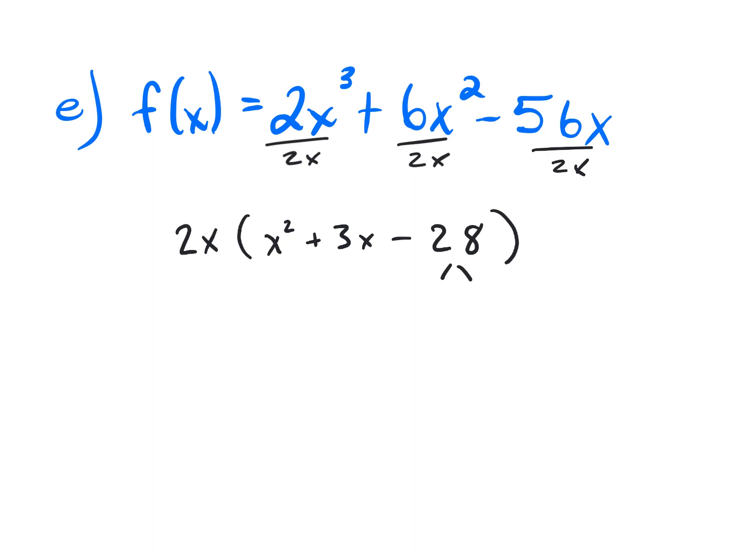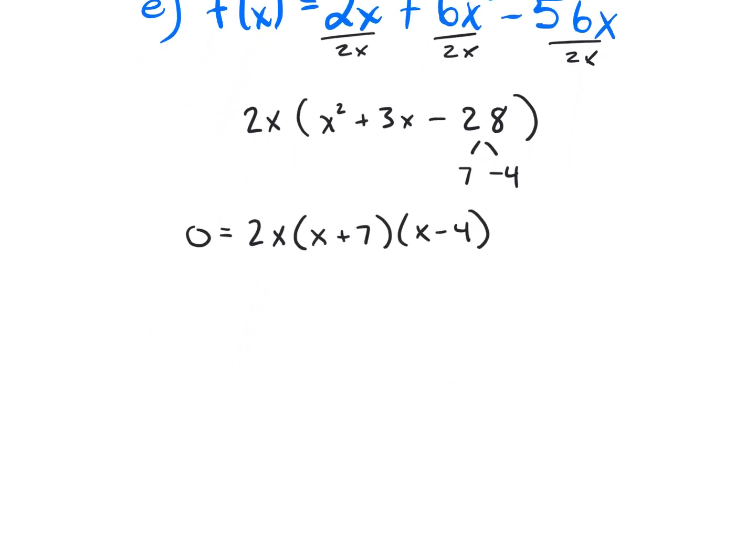2 factors of negative 28 that add to positive 3. 7 and negative 4, so that 2x stays out front. And then I have x plus 7 and x minus 4. So then x is 0, x is negative 7. Split each one of these into its own equation. So 2x is equal to 0, x plus 7 is equal to 0, x minus 4 is equal to 0, and then just solve each one for x.